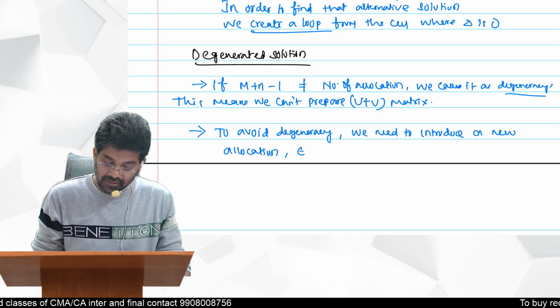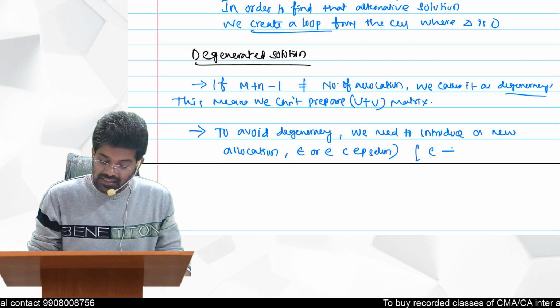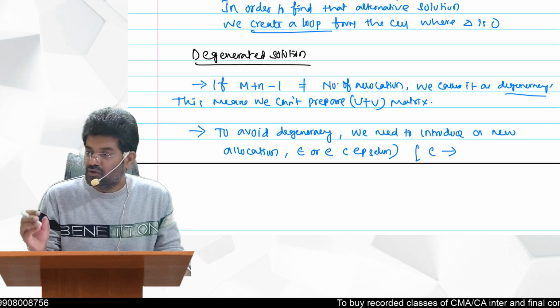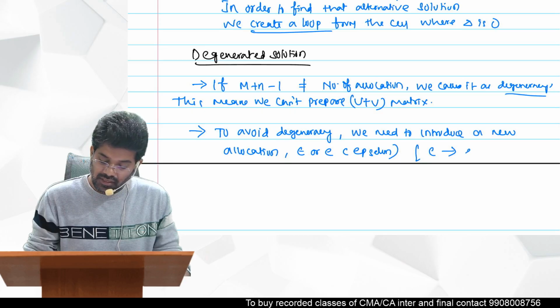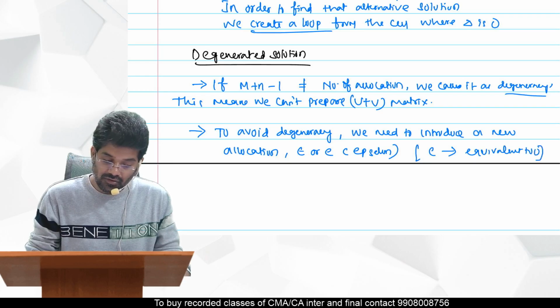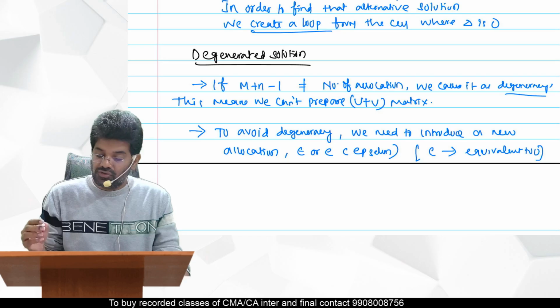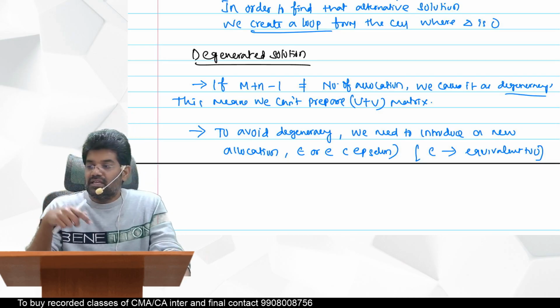E, this capital E or small e, epsilon. So E is a very close figure to 0, almost equivalent to 0. So where we should do this allocation is in our matrix allocation only.